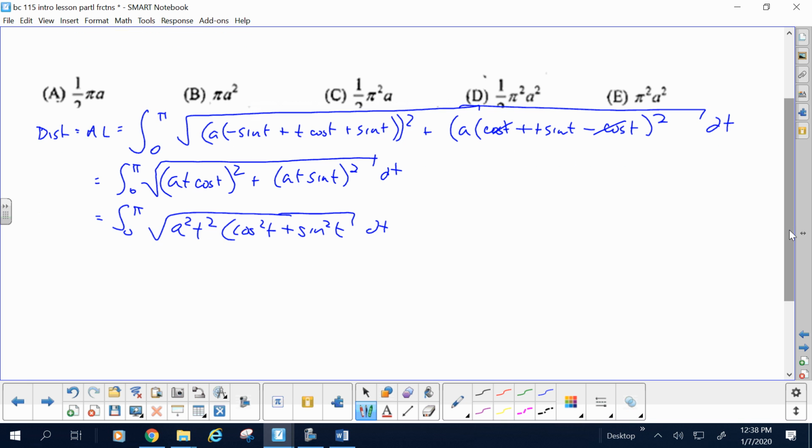That's one by identity, and the square root of A squared t squared is just A t, so at the end of the day we're just integrating A t with respect to t, and that is A t squared over 2 from 0 to pi, so we get A over 2 times pi squared minus 0, which is A over 2 pi squared. So it's C. Yeah, I was looking at D, but A is squared there. So it's C.